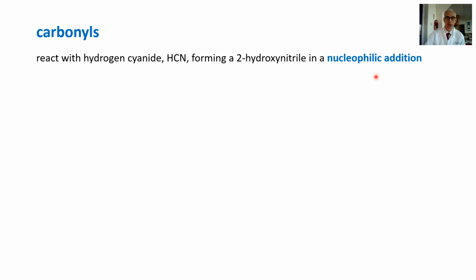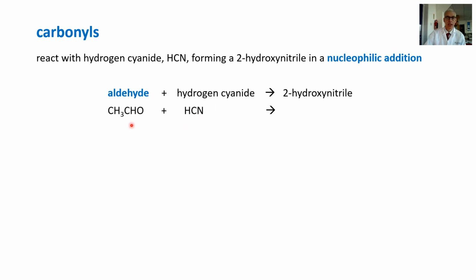So let's look at the first type of carbonyl, the aldehyde. Of course, there are 2 types of carbonyl on our specification, aldehyde and ketone. Reacting with the hydrogen cyanide, that will produce a 2-hydroxynitrile. So let's look at an example. Simple aldehyde, ethanal, reacting with hydrogen cyanide.